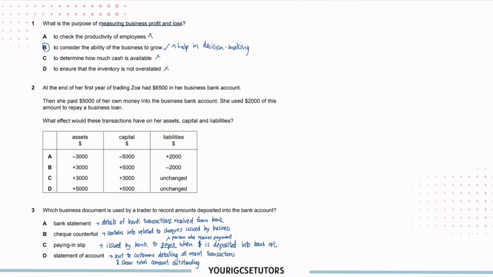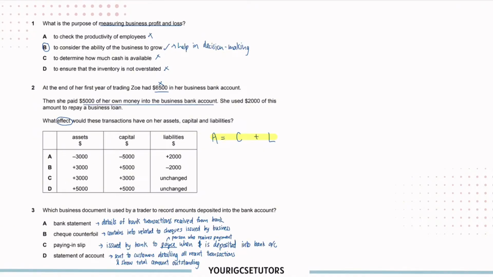So for this one, it's best that you use the equation: assets equal capital plus liabilities. So just write it here. Because this question is asking for the effect, you don't have to care about the initial starting capital. It is not relevant because we just want to see the changes in the capital. First one, she paid 5,000 of her own money into the business bank account.